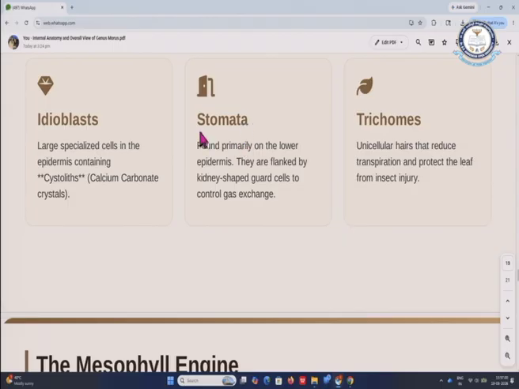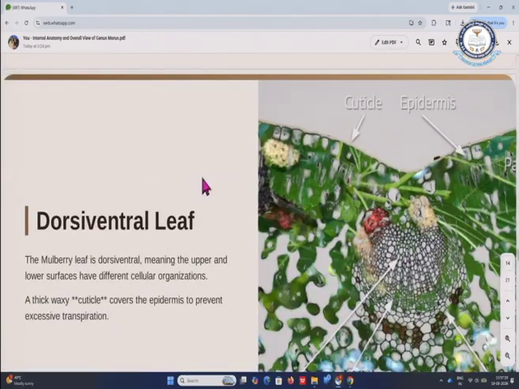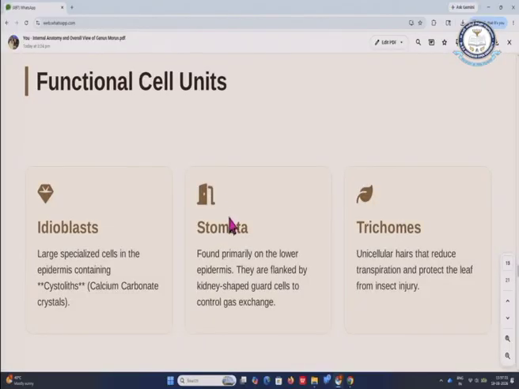The guard cells are present in the outermost layer itself, and they are found primarily on the lower epidermis. They are flanked by kidney-shaped guard cells that control the gaseous exchange. As mentioned here, the cuticle is responsible for controlling water transpiration, and in the stomata the gaseous exchange is done. That means two bean-shaped guard cells are present, which help in the transportation of the gases.